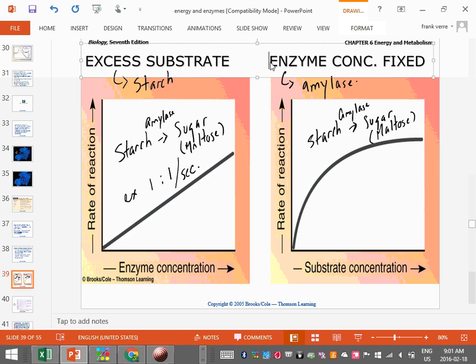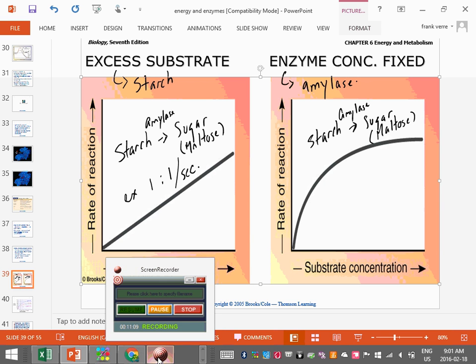Here, the amount of enzyme is fixed. So what we're not changing is the amount of the enzyme. All we're changing here is the amount of the substrate. So you'll see, as we add more starch, the reaction rate goes up, but then it levels off. What happens? Why does it level off like that?